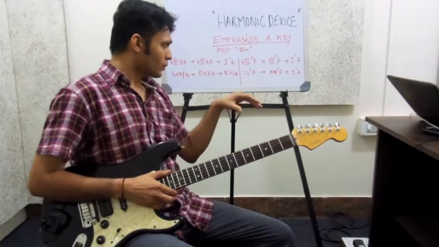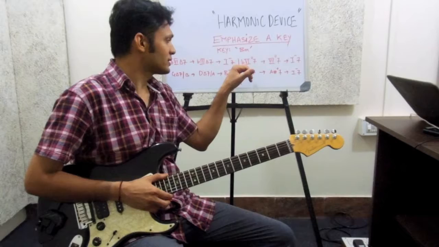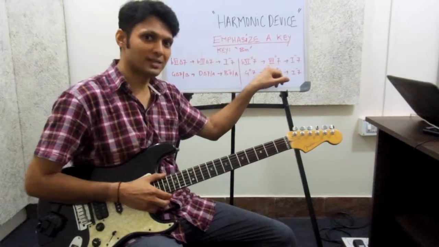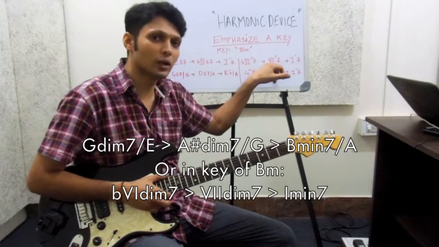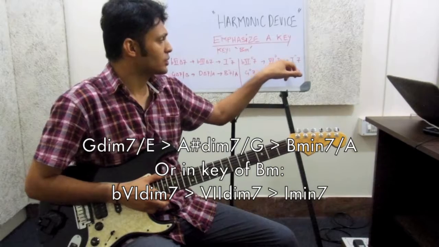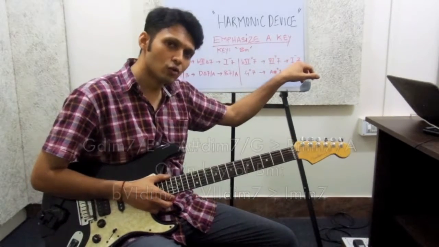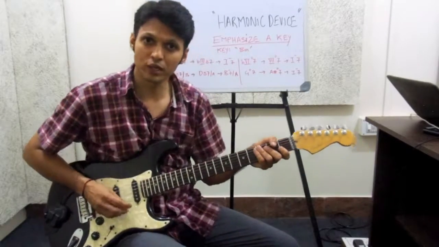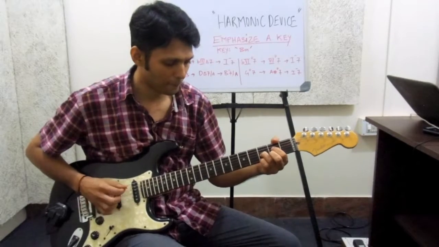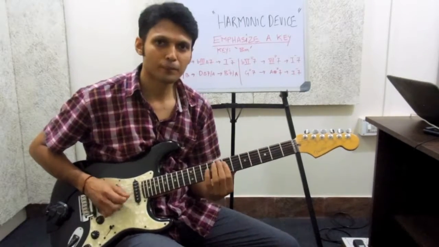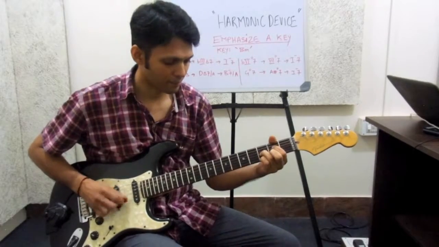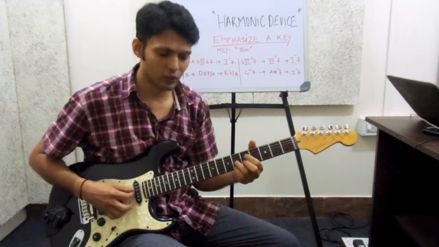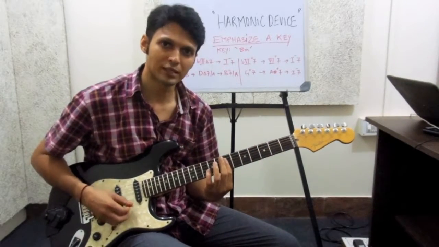For the second example, I like to use the diminished 7th chord on the flat 6th degree, going to the diminished 7th chord on the 7th degree. Notice this is not the flat 7, but the 7th degree. This degree is there in the harmonic minor, not in the natural minor. The diminished chord on the 7th degree then leads to the root minor 7th chord. I'll play this out of context first, and then show where I use it in the piece. 1, 2, 3, 4. That's your G diminished 7 chord going to A sharp diminished 7 going to B minor 7.